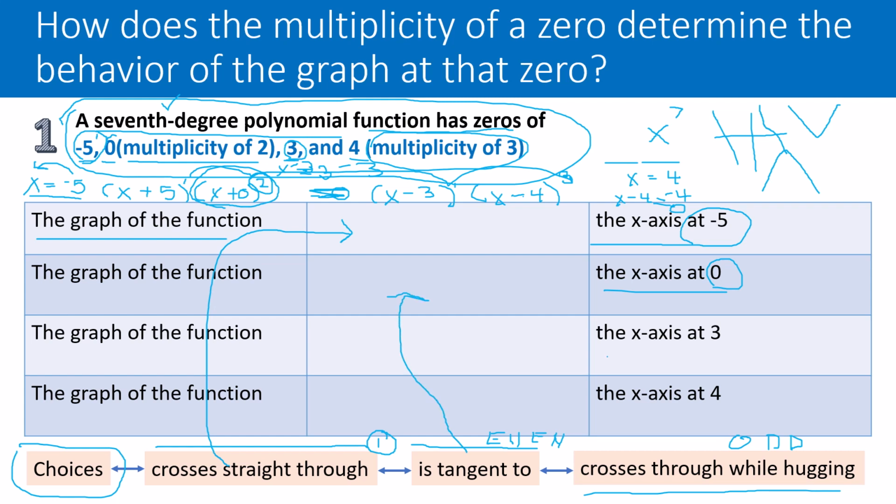Now we're going to go to where we have a solution at 3. So that would be right here. And this is to the 1st power. So this again is going to cross straight through. Now let's look at the x-axis at 4. If we look at 4, it has a multiplicity of 3. So that's going to cross through while hugging.